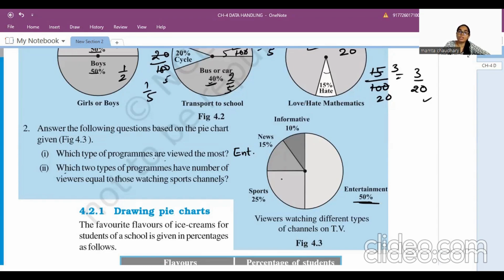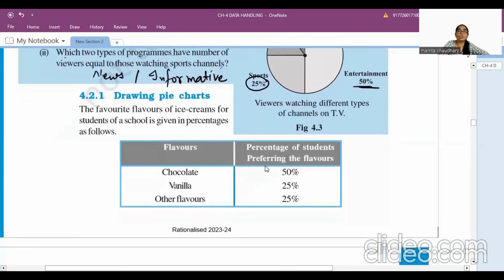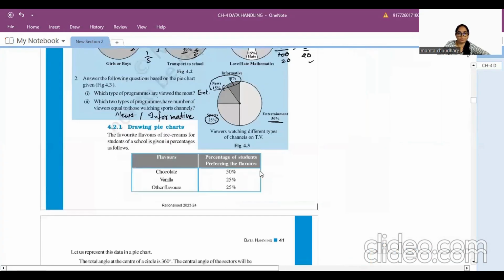Okay. Now see, if we add news channel and informative, in total we will get 25, which is equal to the sports. So which two programs? News programs and informative programs, right? Okay.